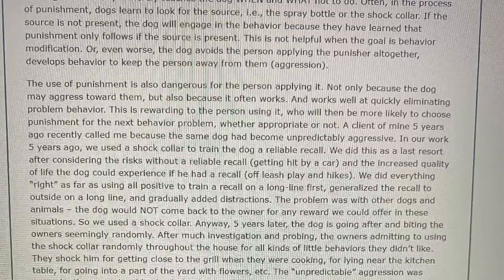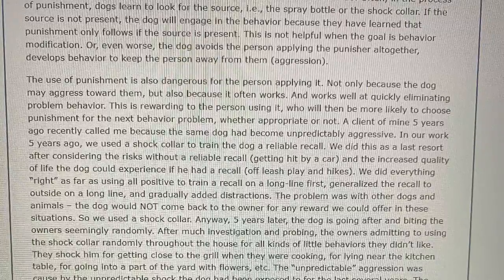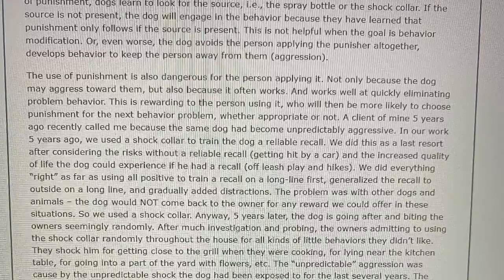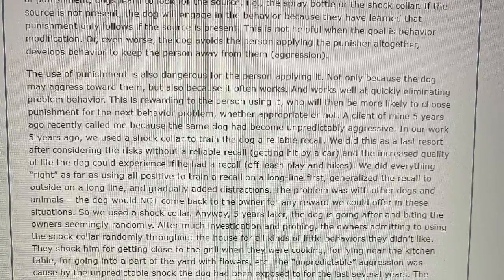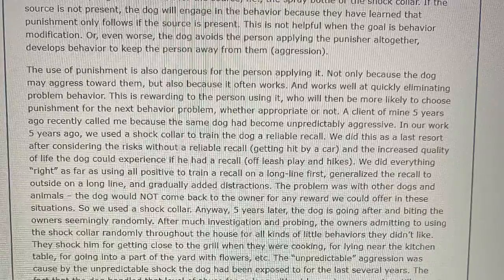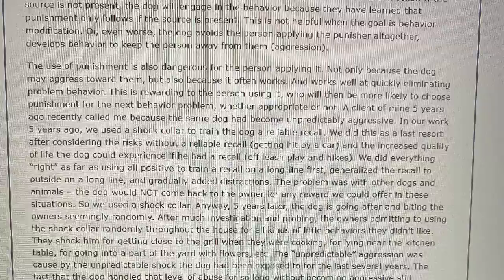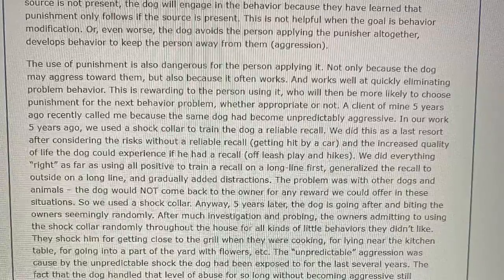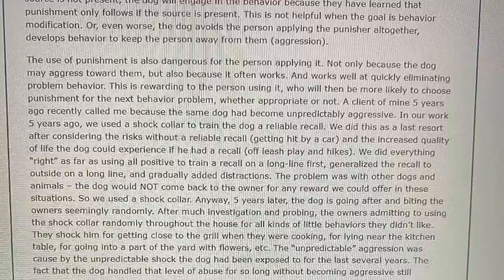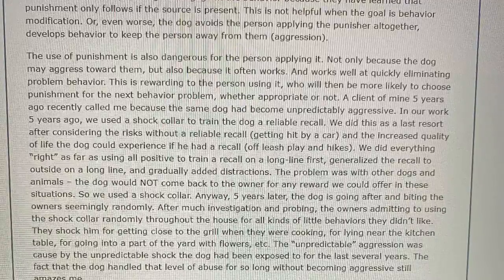This is not helpful when the goal is behavior modification, or even worse, the dog avoids the person applying the punisher altogether. Develops behavior to keep the person away from them, aggression. The use of punishment is also dangerous for the person applying it, not only because the dog may aggress towards them, but also because it often works, and works well at quickly eliminating behavior problems. This is rewarding to the person using it, who will then be more likely to choose punishment for the next behavior problem, whether appropriate or not.